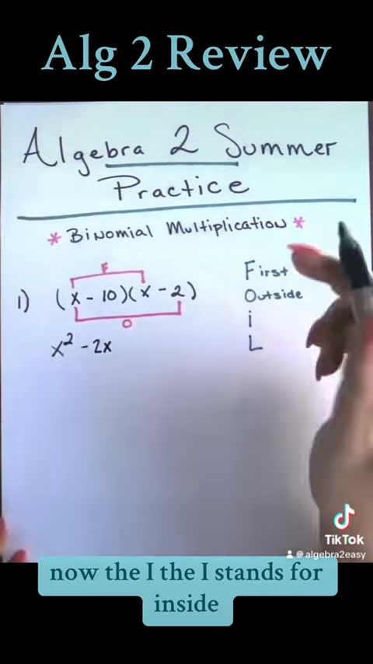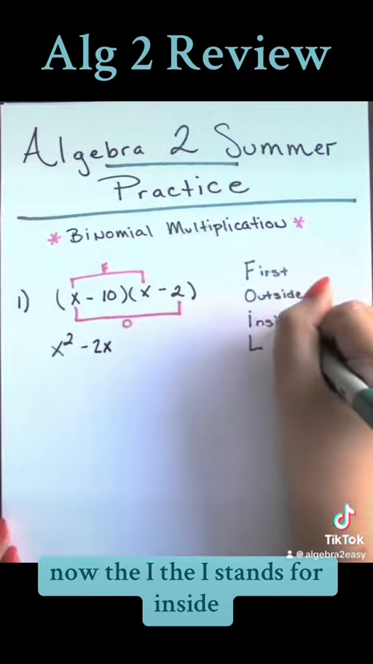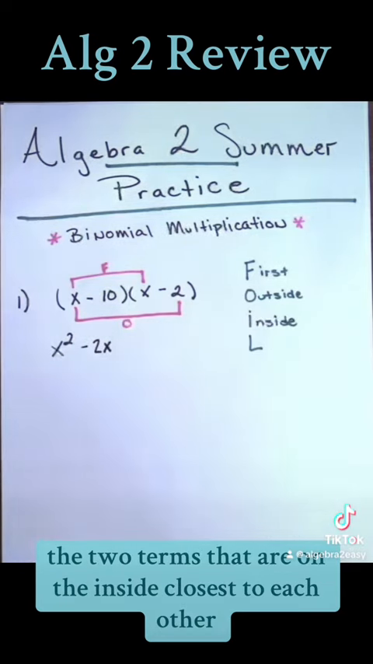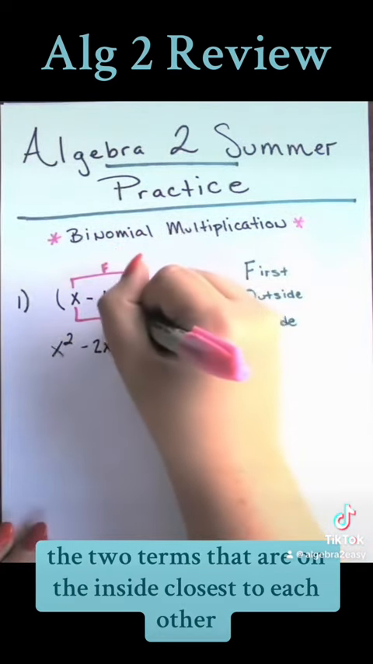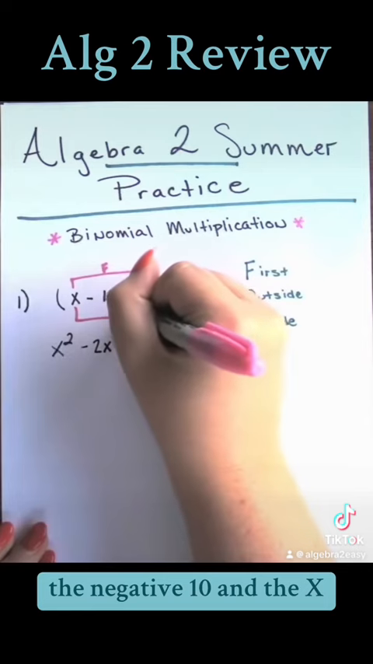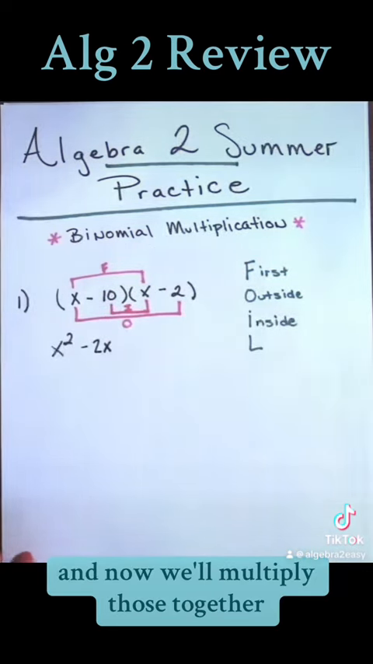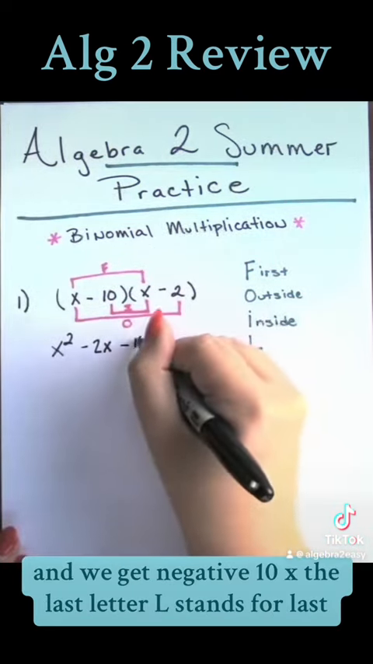Now the I. The I stands for inside. The two terms that are on the inside closest to each other, the negative 10 and the x. And now we'll multiply those together, and we get negative 10x.